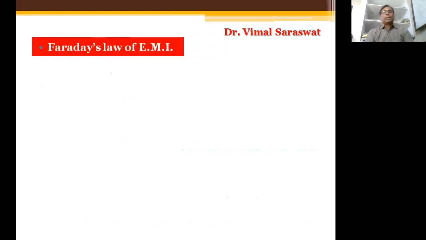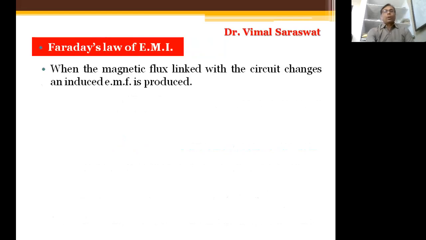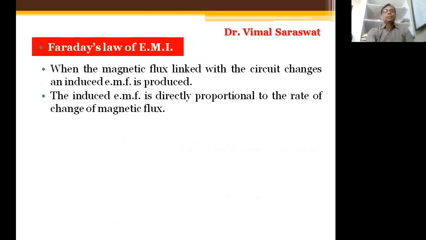Next one is Faraday's law of electromagnetic induction. According to Faraday's law, when the magnetic flux linked with the circuit changes, an induced EMF is produced. And if the circuit is closed, then there will be induced current. The induced EMF is directly proportional to the rate of change of magnetic flux. If E is induced EMF and phi B is magnetic flux, then E is directly proportional to d phi by dt.